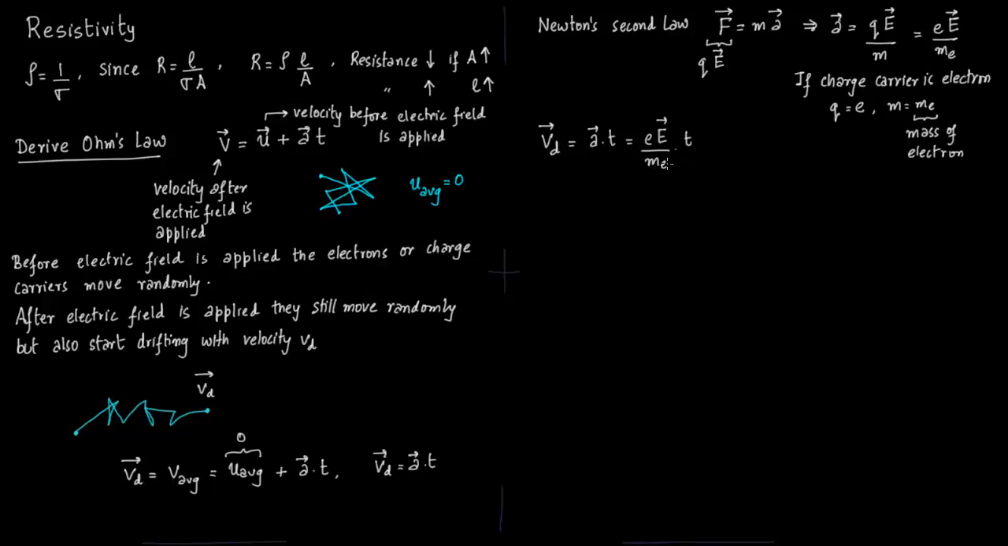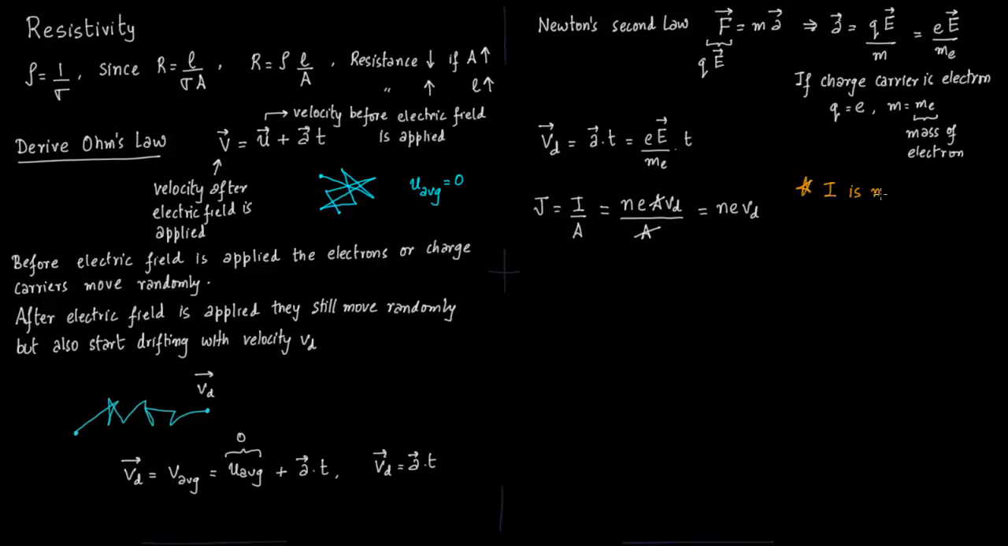Now this we want to plug into the current density. So J is the current density. J is equal to I over A. So I is n e A Vd. So this we discovered before. And you divide this by A, you get n e Vd. So now we will plug in the Vd here.